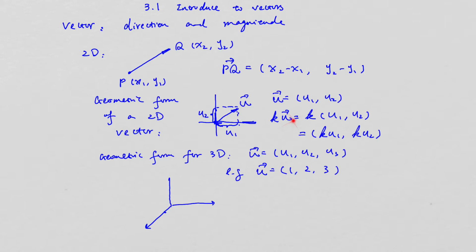And k times u means that you multiply a scalar to a vector. When you multiply a scalar to a vector, you actually multiply both components by the same scalar. And for three dimensions, let's say your u is equal to u1, u2, u3. That means there are three components here. So that's three dimensions.